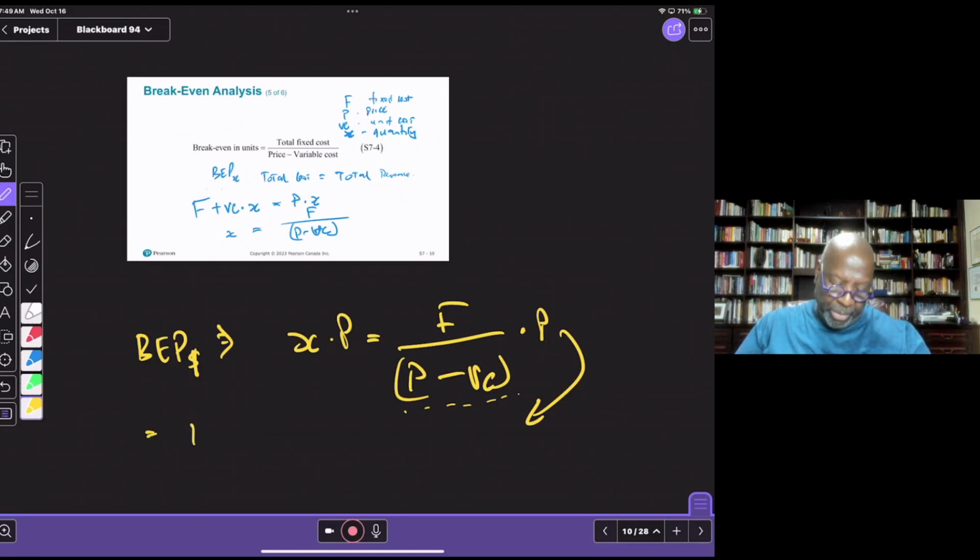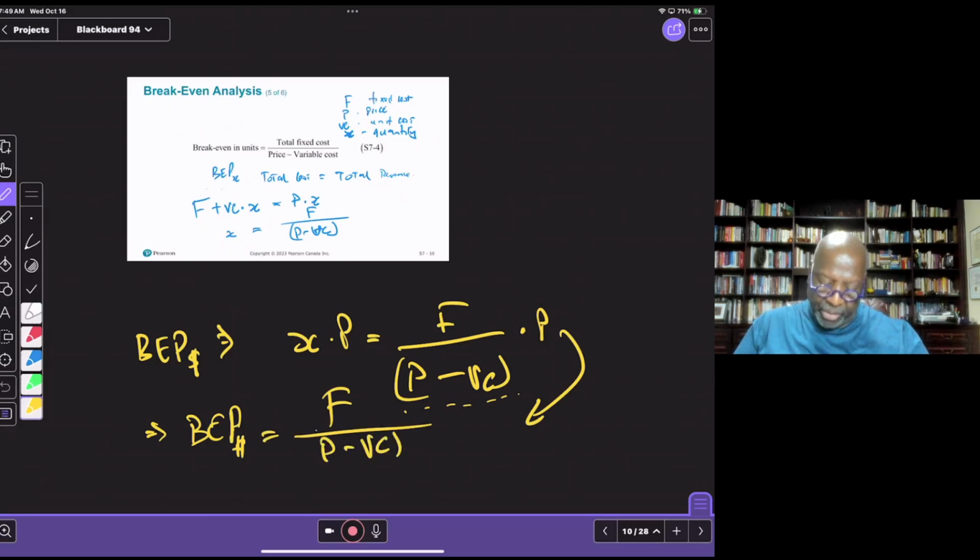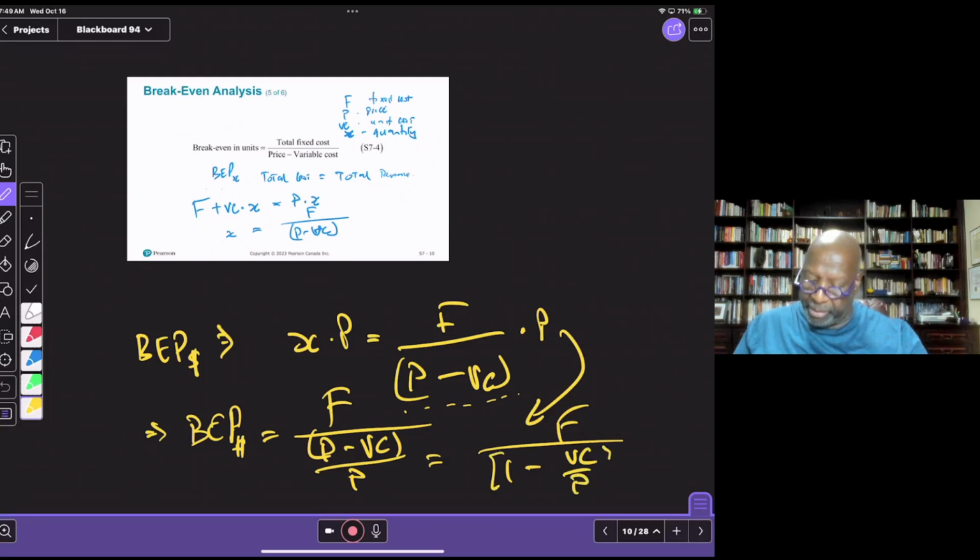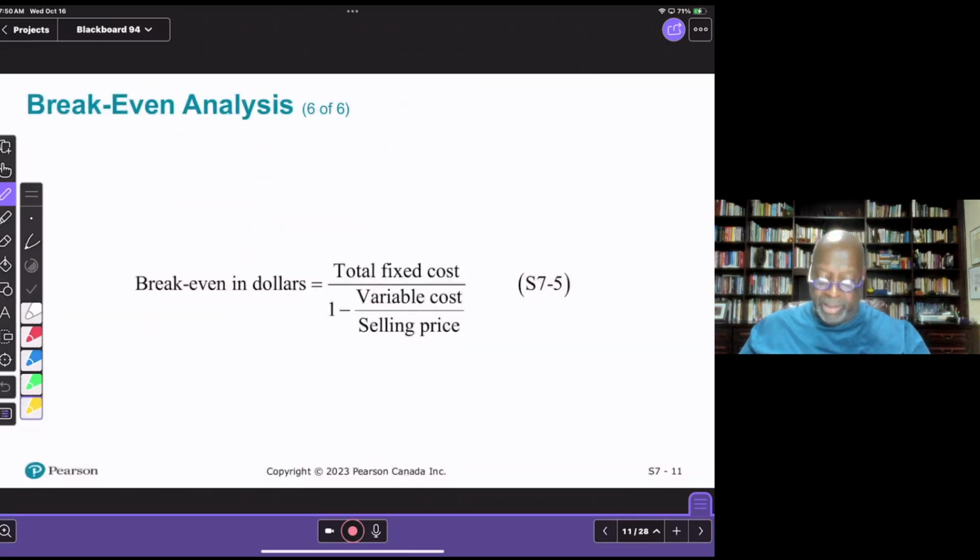So your break-even point in dollars would be F over P minus VC divided by P, which then gives us F over 1 minus VC over P. Right? And there we go. That will be our break-even point in dollars, and our break-even point in units is actually up here. Cool. So let's see. I've already just shown you that.